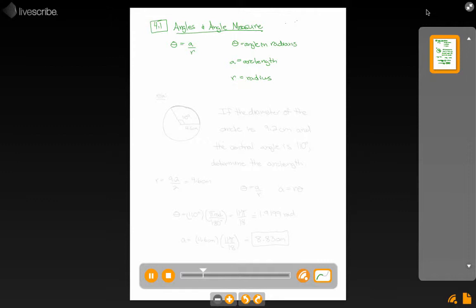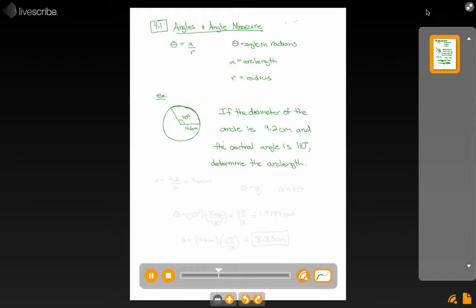So the type of question you'll get from that will look something like this. In this question it says if the diameter of the circle is 9.2 centimeters and the central angle is 110 degrees, determine the arc length. For the purposes of the question, I've drawn kind of a rough circle here. If I draw what we're talking about, a 110 degree angle is roughly something like that. And we're asked for this arc length here.